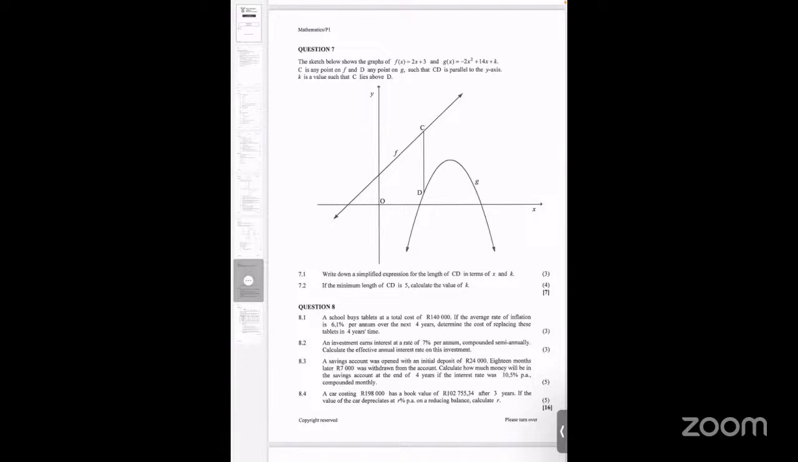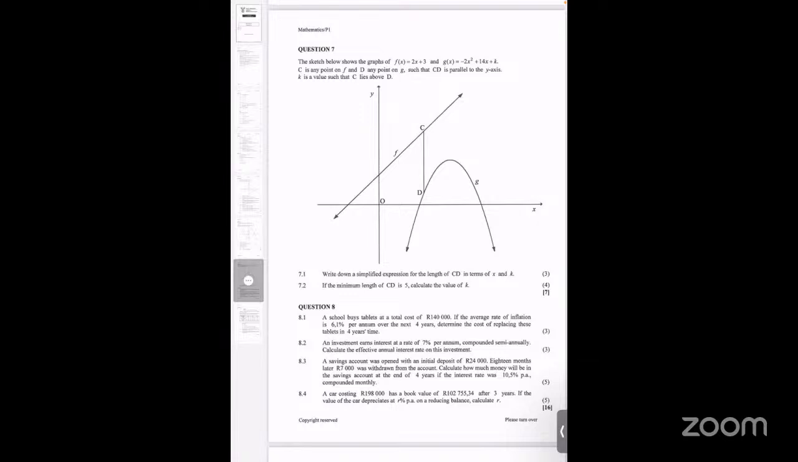Such that CD is parallel to the y-axis, which means it's just a vertical line. K is a value such that C lies above D. Okay, that makes sense. So now 7.1, they say write down a simplified expression for the length of CD in terms of x and k.